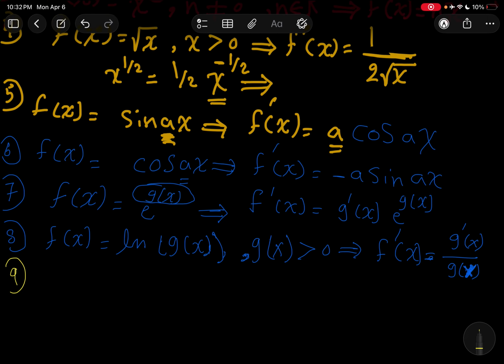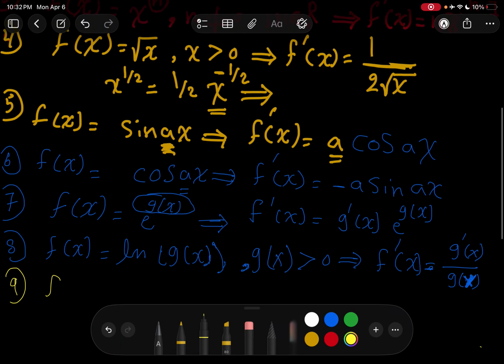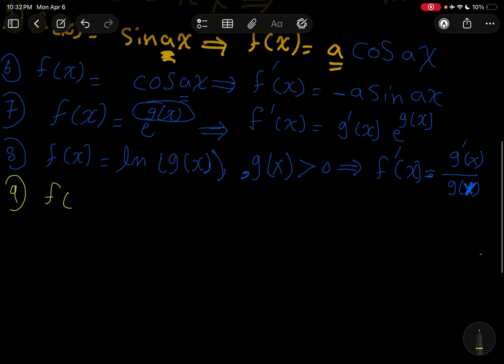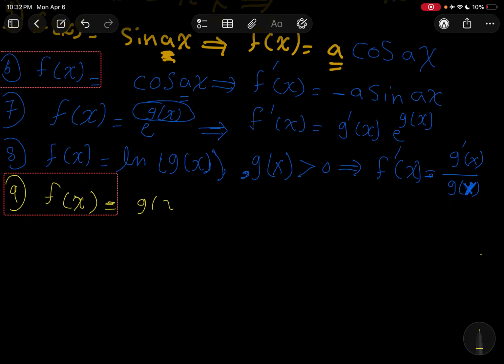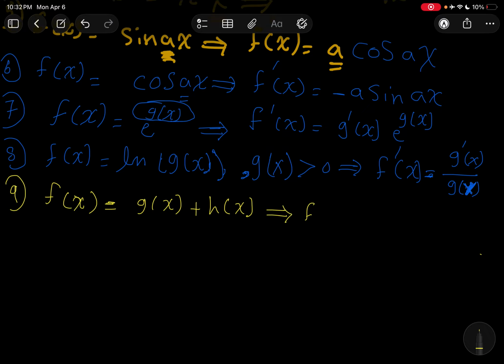Ninth, we have f of x equal g of x plus h of x. F prime of x equals, we have two functions and between them a sum. So f prime of x equals g prime of x plus h prime of x. The derivative of two functions.